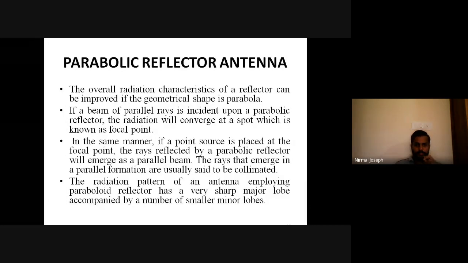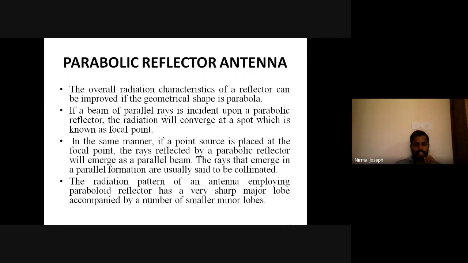So the rays reflected by a parabolic reflector will emerge as a parallel beam. The rays that emerge in a parallel formation are usually said to be collimated. So instead of a spherical wavefront, we are getting a parallel wavefront, and it is said to be collimated.